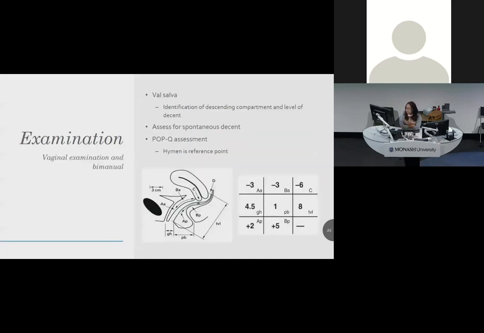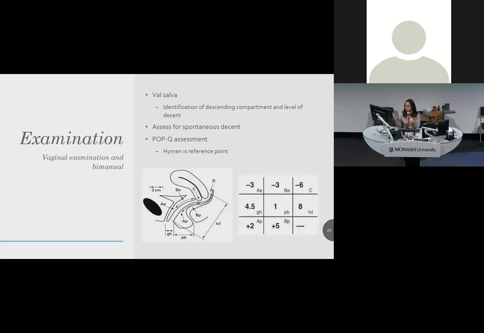In terms of your examination, basically you have a look at it and see, what can I see? And then you get them to do a Valsalva and see if it descends any further. You then push everything back up and see if it will come down by itself. Get them to cough, and then you do this POP-Q assessment, which you guys do not need to know. It is something that the gynaes will do.